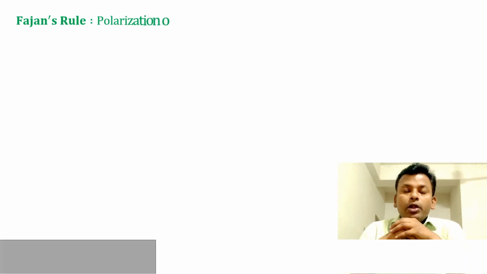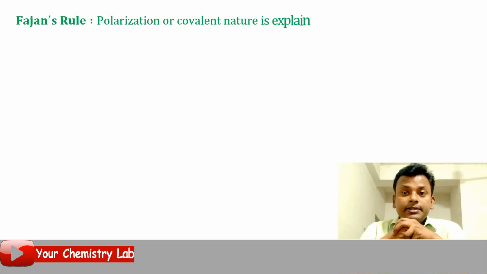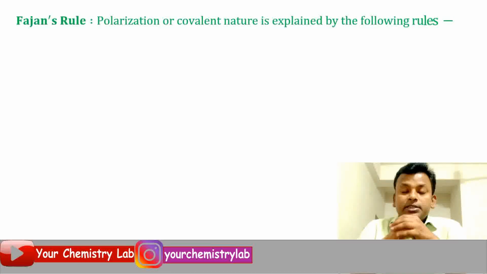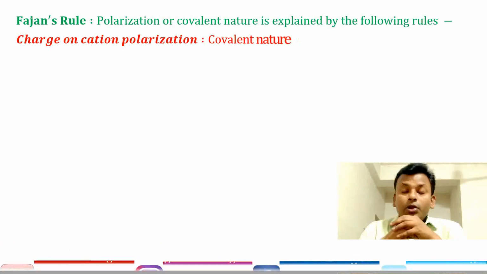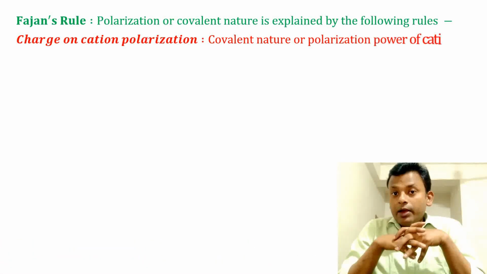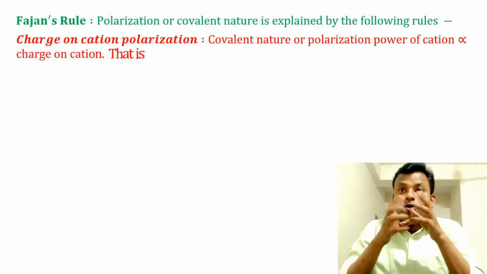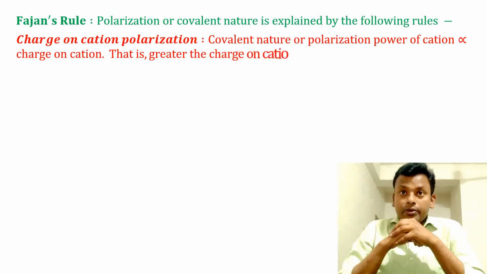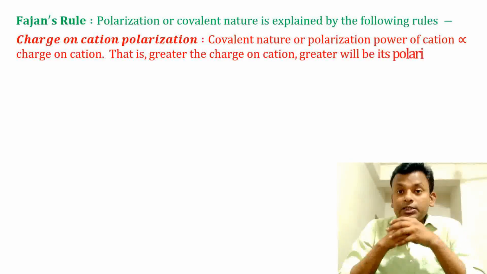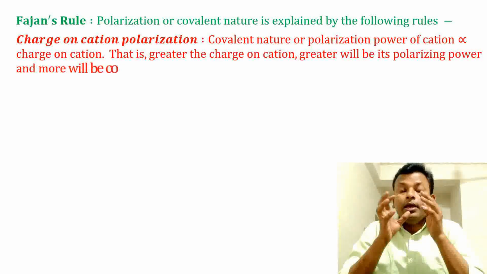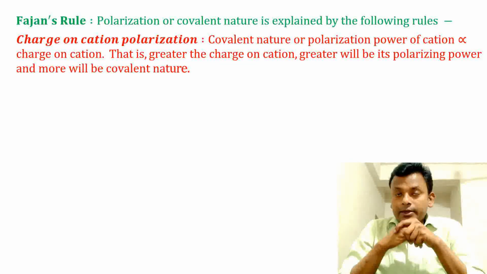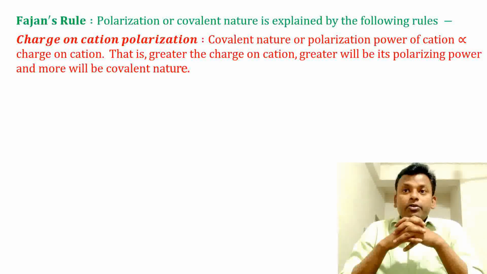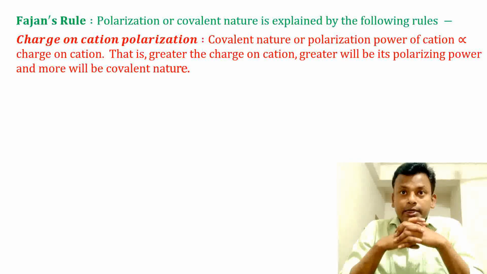Fajan's rule: polarization or covalent nature is explained by the following rules. Charge on cation: the polarization power of a cation is directly proportional to its charge, that is, greater charge on cation, greater will be its polarizing power and more will be the covalent nature. So charge on cation is directly proportional to polarization power of cation, that is, covalent nature.